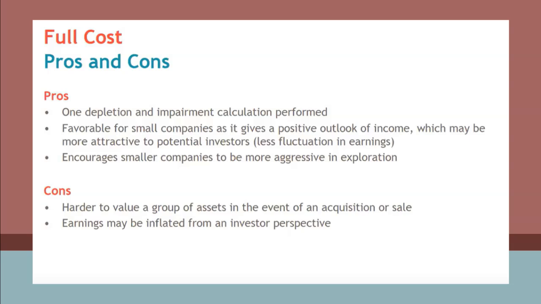Some of the cons would be that it's harder to value a group of assets. And so if a company is using full cost and they're wanting to sell off a portion of their assets, it may be more difficult for them to find the information related to those to actually determine the amount of cost already incurred. And then also earnings may be inflated from an investor's perspective, particularly as it relates to exploratory wells or items that would otherwise have already hit the income statement. And so it's a delayed hit to the income statement if there are several exploratory or unsuccessful dry holes.